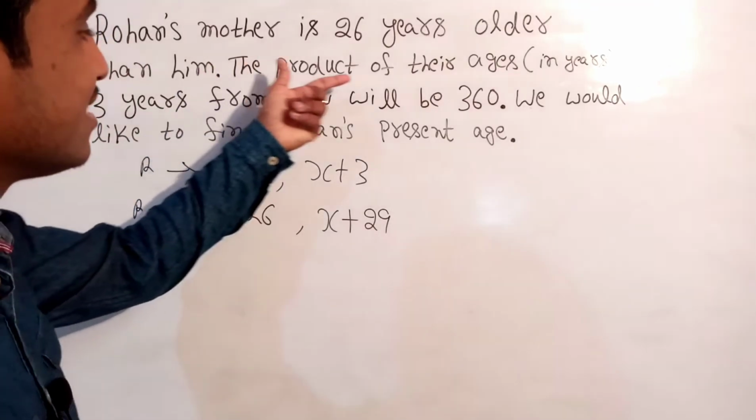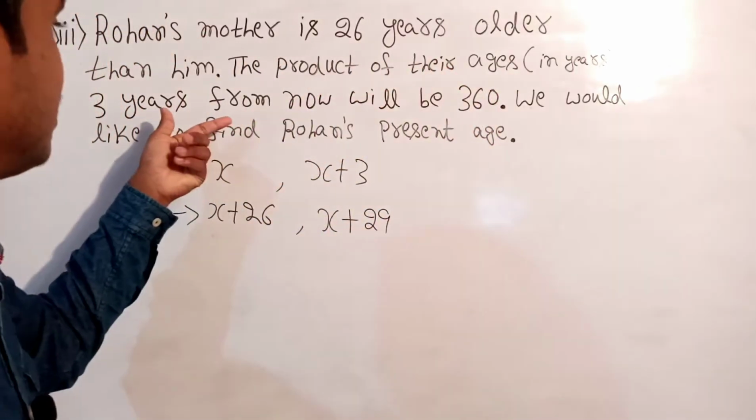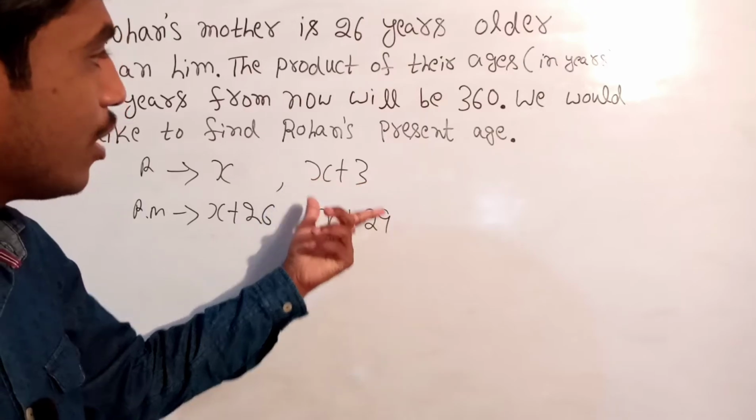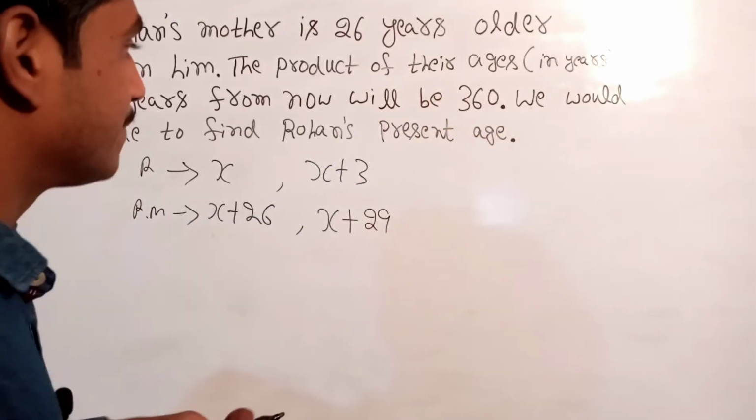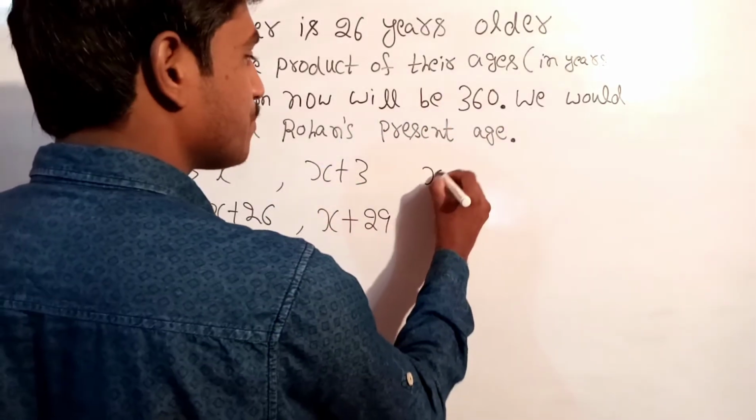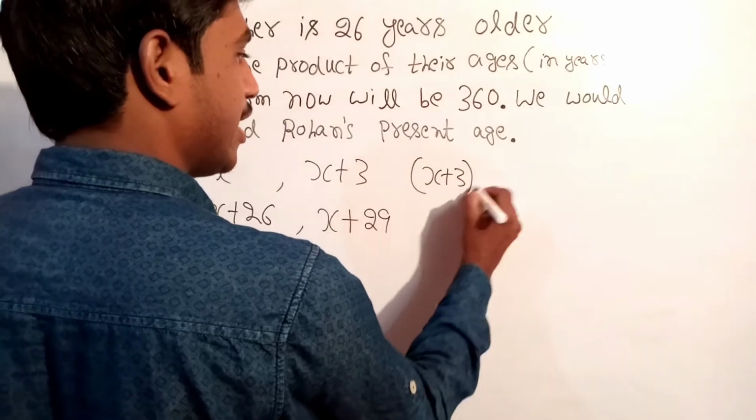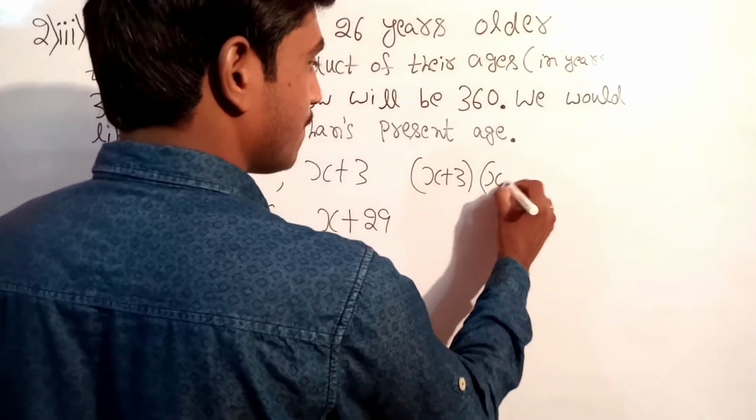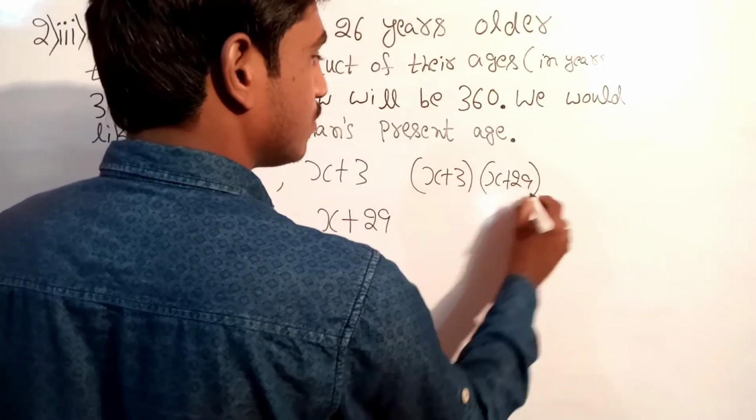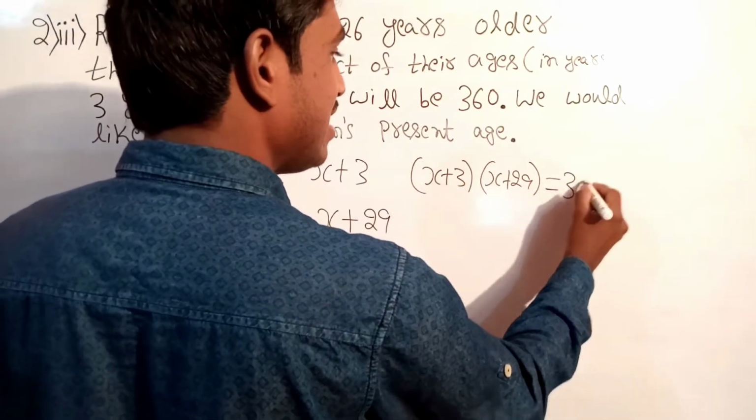Now here they are asking the product of their ages 3 years from now. That means this product will be 360. That means x plus 3 into x plus 29. This product will be 360.